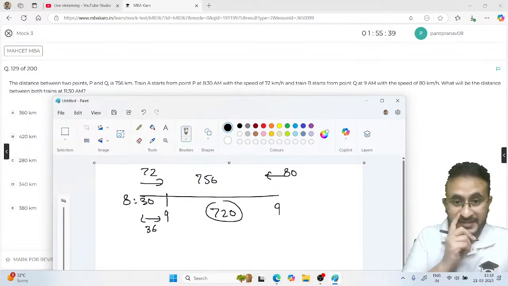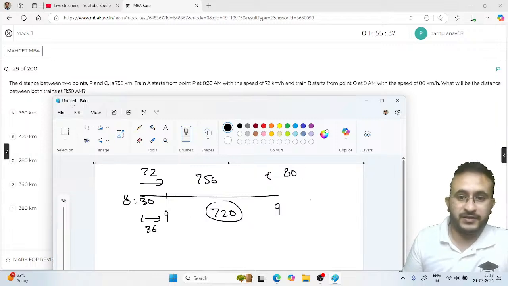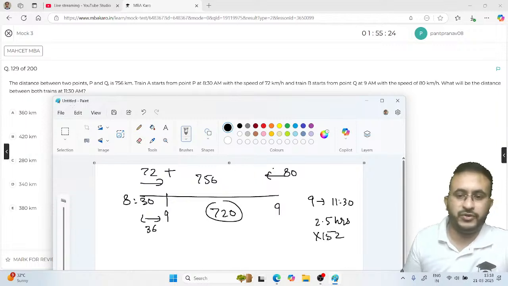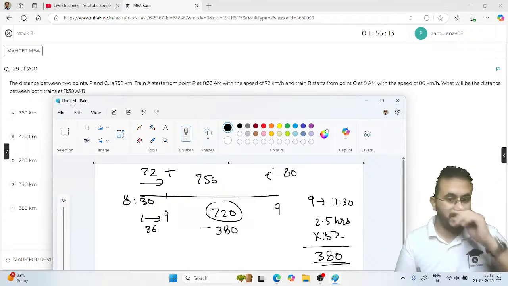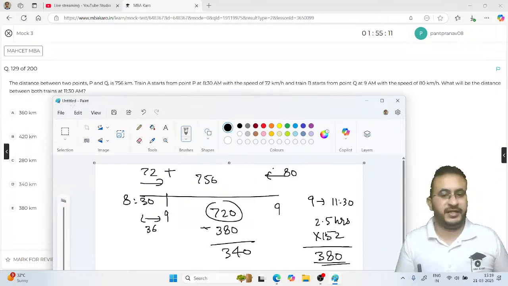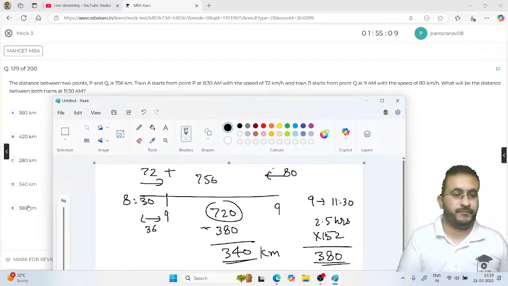Now what is happening is, 9:30 से लेके 11:30 the duration is 2.5 hours. Okay. And what is the relative speed? Since they are moving in opposite directions, so relative speed is 150. So 152 into 2.5, you can say 76 into 5, 380. They are covering in 2.5 hours. So 720 difference था, 380 और कम हो जाएगा the distance. So the remaining distance will be 340 kilometers.